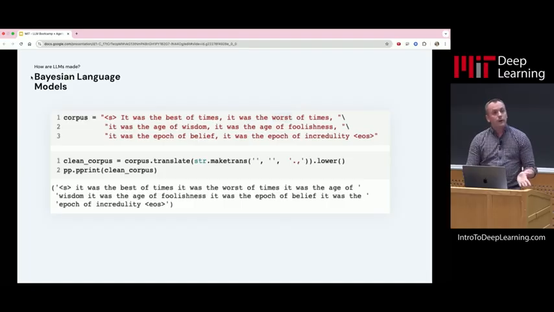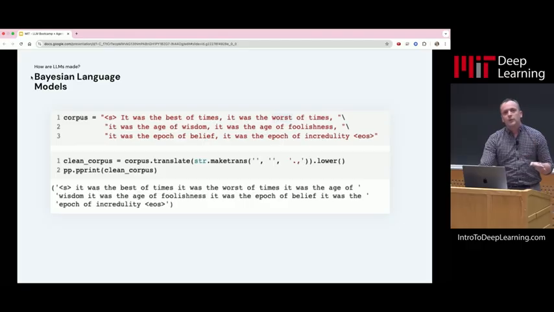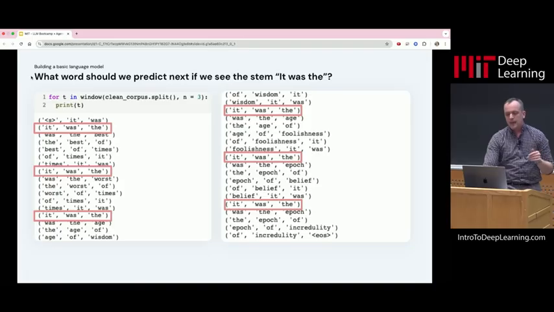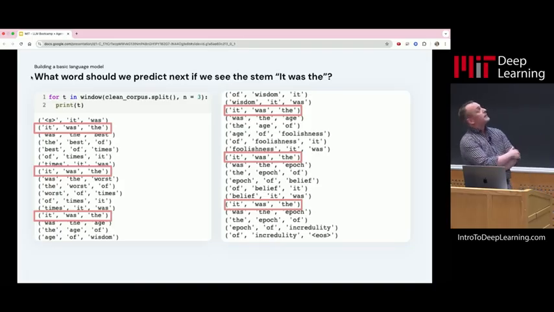What we're going to do to start is just clean it up a little bit to normalize the language a little bit. We're going to take everything to lowercase. We're going to remove punctuation, and we're also going to include a start of sentence token that tells the model when to start generating text, and an end of sentence token that tells the model when to stop generating text. And so if I wanted to put as an example, if I see this stem, it was the, and I have this very tiny training corpus, what word should I predict next?